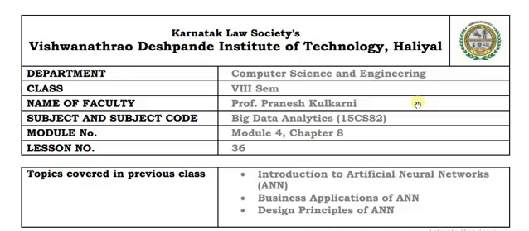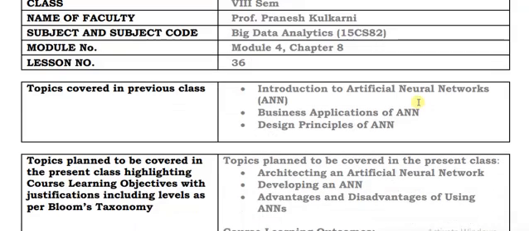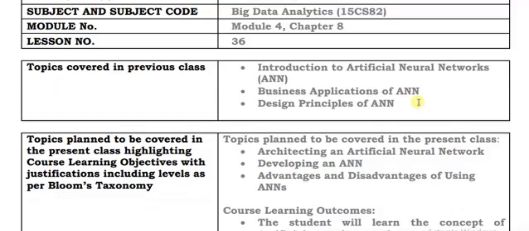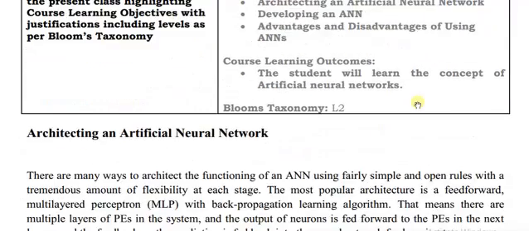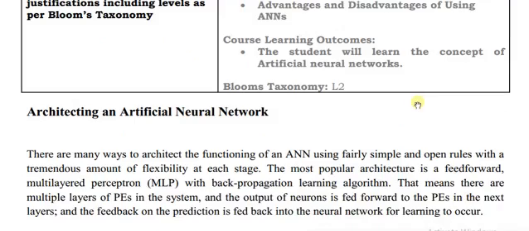So, with this basic understanding of neural networks, let us study some more concepts of the artificial neural network. Today, we are going to study architecting an artificial neural network, developing an artificial neural network, and advantages and disadvantages of using the artificial neural network. So, coming to architecting an artificial neural network.